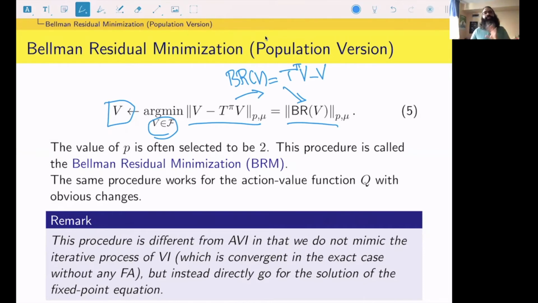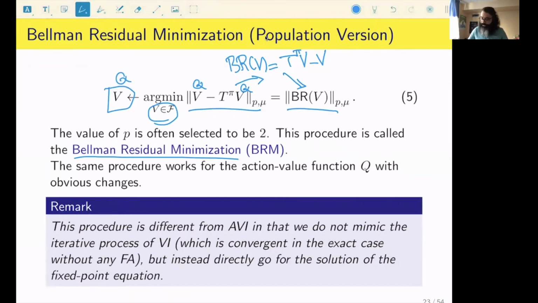So it's minimizing the norm of the Bellman residual, which we called Bellman error before. That's why you can also call it Bellman error minimization, but I think it's more common to call it BRM, Bellman residual minimization. And you can also do the same thing with the action value function. Instead of V here, have Q, and you get Bellman residual minimization for the action value function. Okay, is this clear so far?